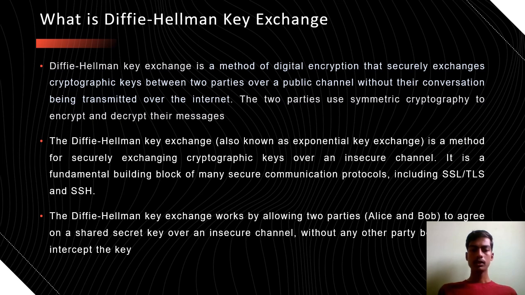The Diffie-Hellman key exchange is also known as the exponential key exchange algorithm, and it is a method for securely exchanging cryptographic keys over an insecure channel. It is also a fundamental building block of many secure communication protocols, including SSL, TLS, and SSH. It works by allowing two parties, for example Alice and Bob, to agree on a shared secret key over an insecure channel without any other party intercepting the key.